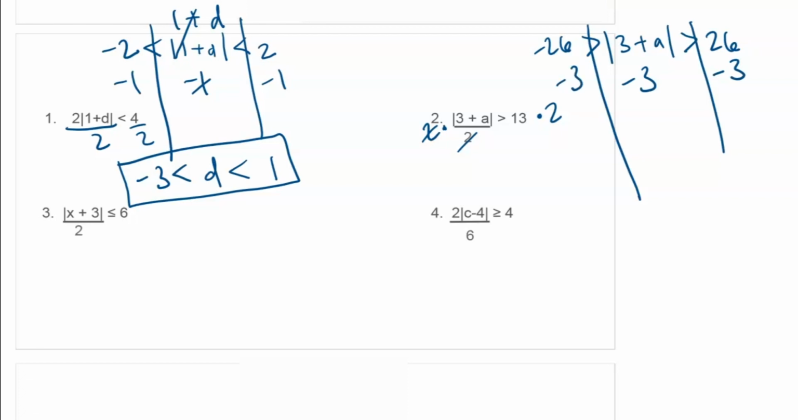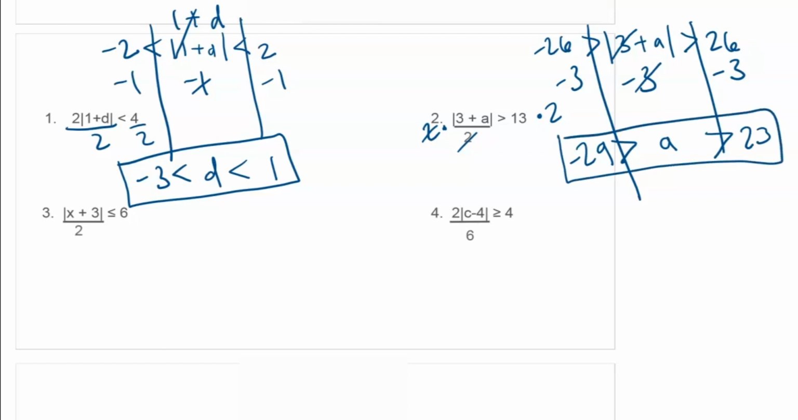So negative 26 minus 3 is negative 29. I'm going to bring down my greater than sign. In the middle now we just have a. Bring down the other greater than sign. And then 26 minus 3 is 23. And that's my answer for the second problem. Now looking at number 3, again I have to get the absolute value by itself first.